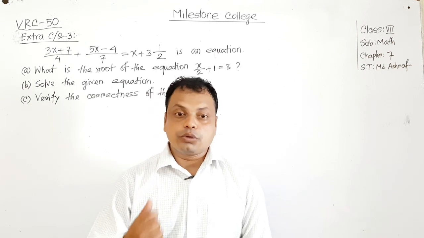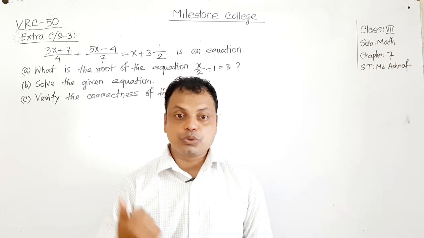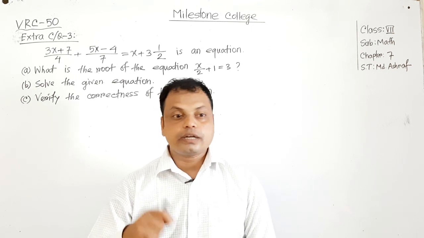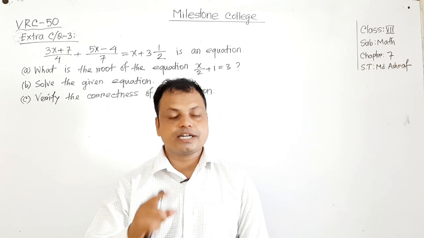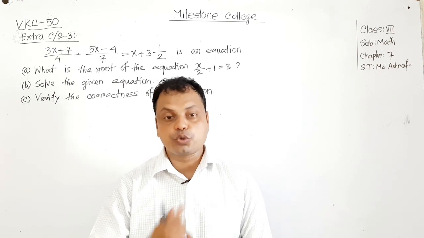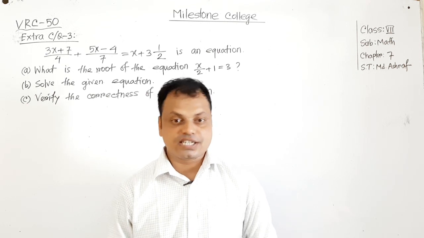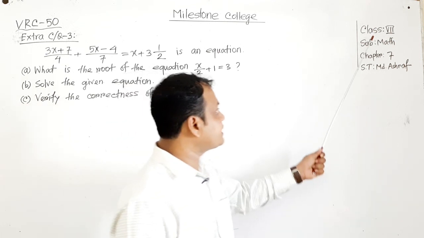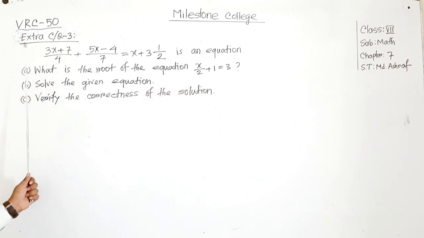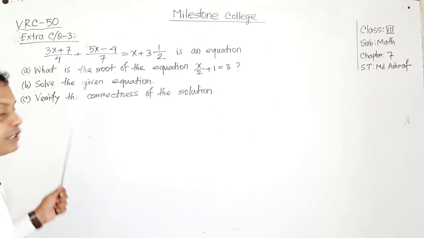Today I want to start the class, and we will solve another two creative questions, creative questions 3 and 4, and another 10 MCQs, 11 to 20. Let's start today's class. It's class 7, subject math, chapter 7, video recording class number 50, and I have written a question on the board. It's extra creative question number 3.